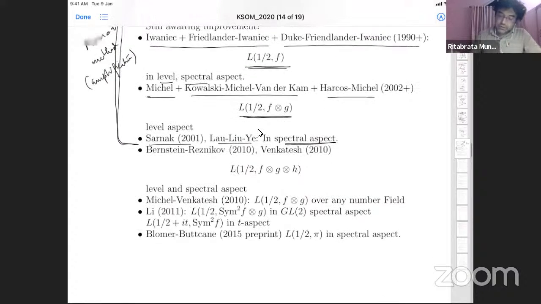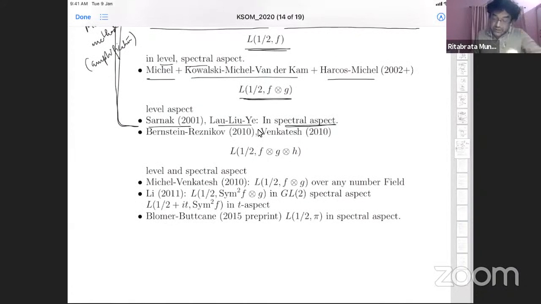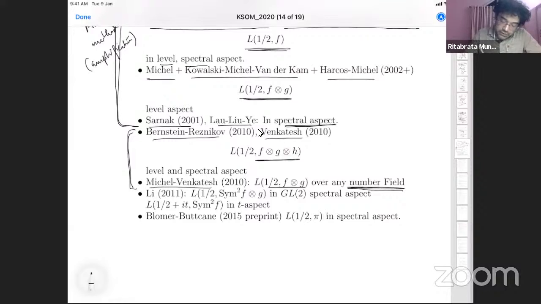And then in 2010, there were a series of papers, first by Bernstein and Reznikov, and then by Akshay Venkatesh, and then there was a paper by Michel and Venkatesh. So first, Bernstein, Reznikov, and Venkatesh were looking at the triple product L-function f cross g cross h. They fixed two of them, f and g, and varied one of them, h, in the level or spectral aspect, and they got subconvexity. And then Michel and Venkatesh looked at the Rankin-Selberg convolution, but over any number field. So it's a very general setup, and they still managed to get subconvexity there. Their method is different in the sense that it's called the period approach.